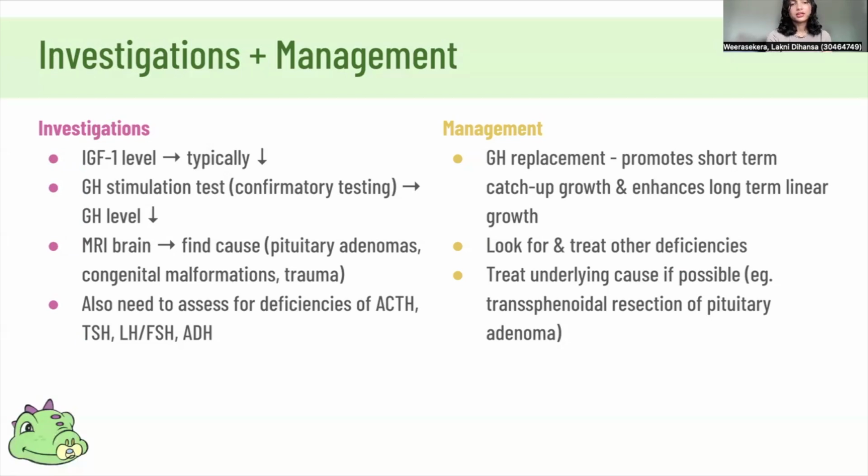So if there's deficiencies of growth hormone due to a pituitary problem, you'd want to also rule out problems in other hormones and deficiencies in other hormones. So the way you manage this is growth hormone replacement, which initially promotes short-term catch-up of growth and also enhances long-term linear growth. And you want to look for and treat other deficiencies, as I talked about earlier, and also treat the underlying cause if possible.